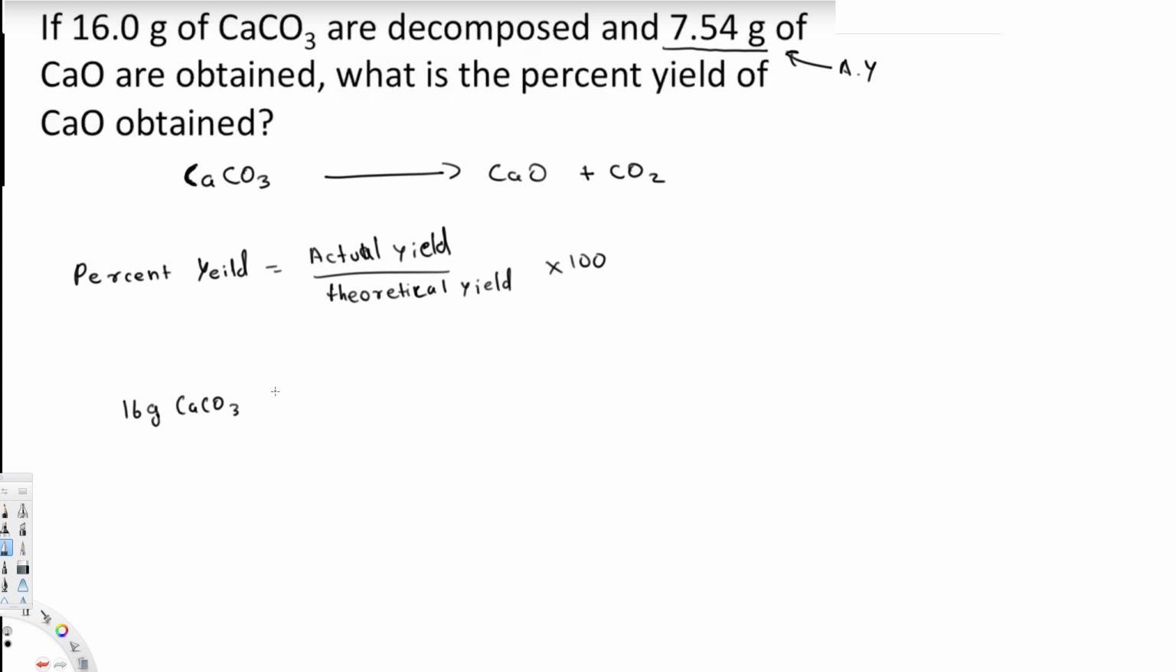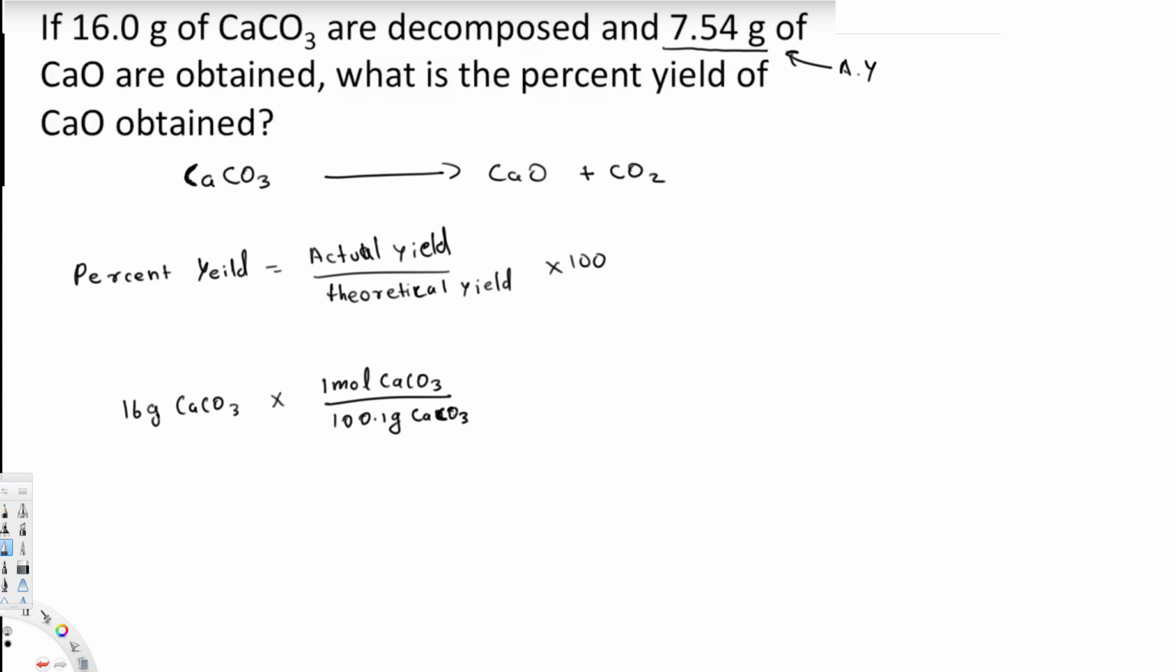To calculate this, first of all, I have to calculate the moles of this one. To calculate the moles, I simply have to divide by the molar mass. So 1 mole of calcium carbonate divided by its molar mass, that is 100.1 grams per mole of calcium carbonate. So this is going to give us the moles.